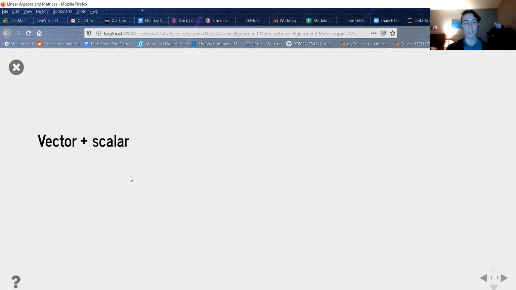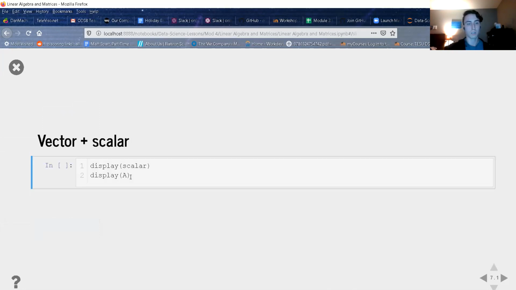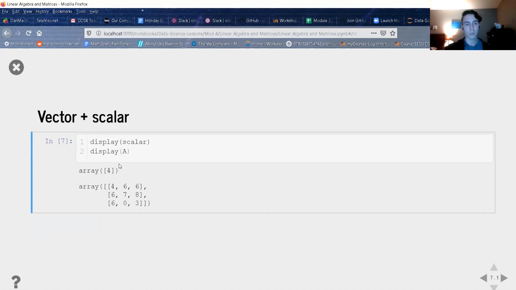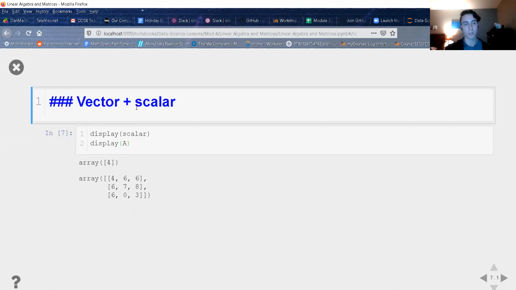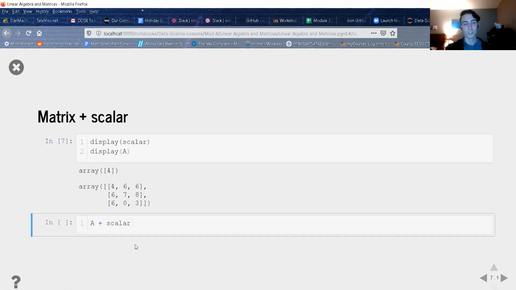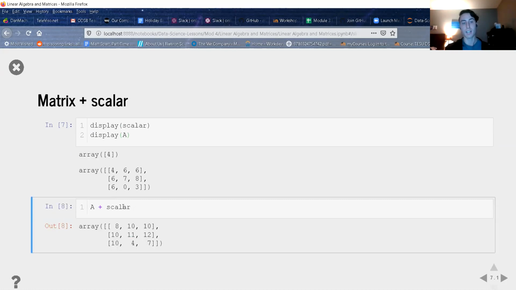We can also add a vector and a scalar. So we have a scalar here, and then this should be a matrix and a scalar. So we have our matrix, and then we have a scalar. It's basically just going to add that scalar to each element.